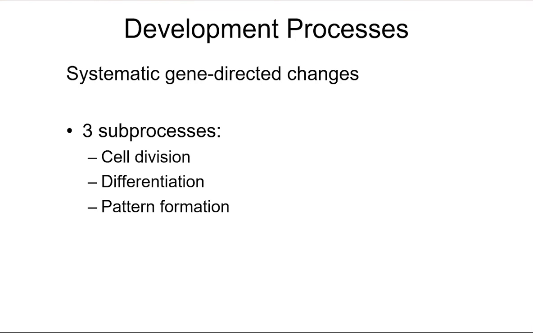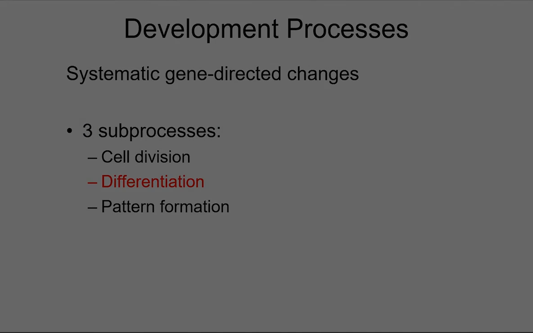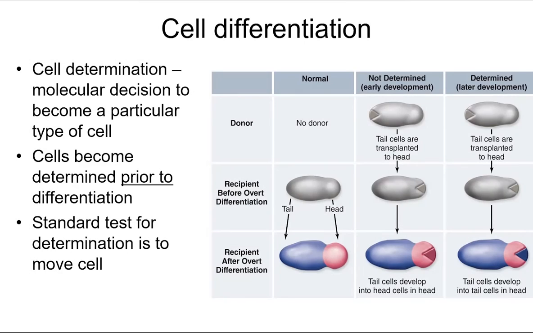Now, next, we're going to talk about differentiation. And differentiation is the process of progressive change that an unspecialized cell goes through that results in a cell with a specialized form or function. So, like I just mentioned, a differentiated cell is a cell that has a specific form or function. And they can be distinguished from one another by looking at the proteins they synthesize, by observing the specific functions they carry out, or by their morphology.